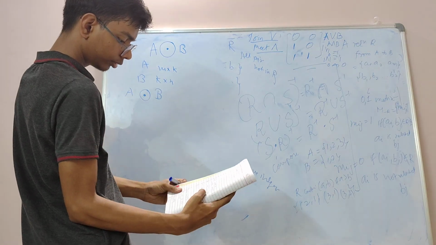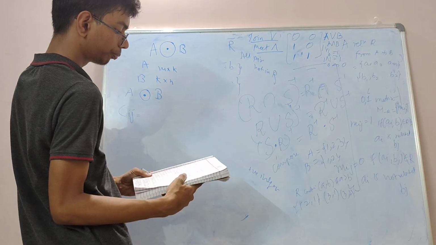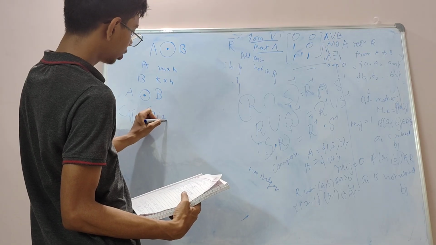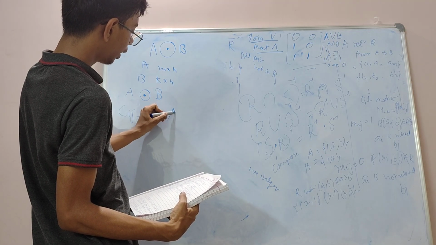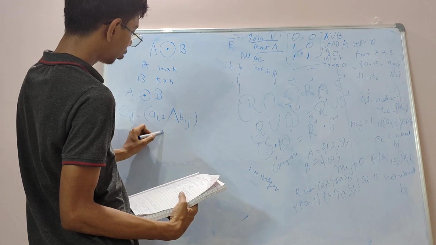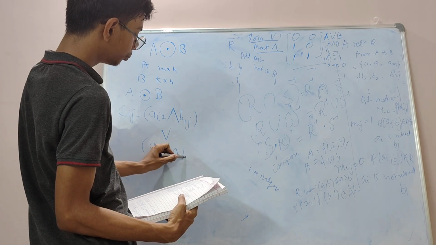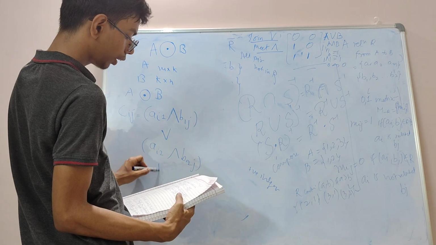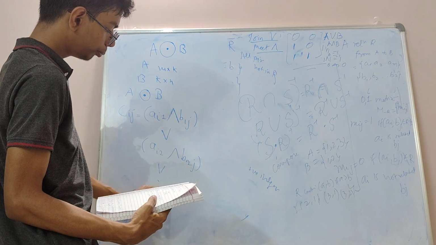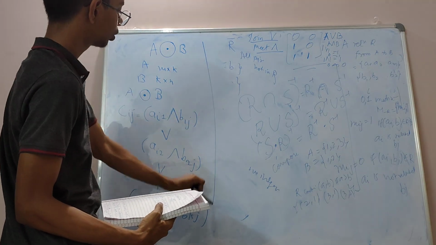right, is given by Cij, which will be equal to Ai1 meet B1j, or joined by Ai2 meet B2j, joined by up to Aik meet Bkj, right?